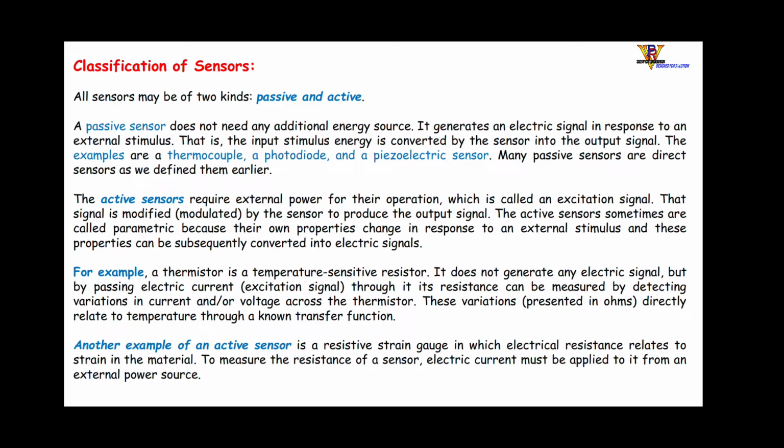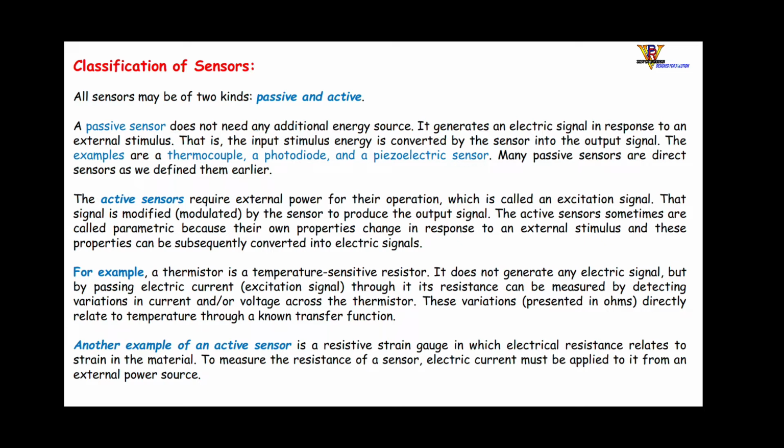All sensors may be of two kinds, passive and active. So one classification is based upon active and passive sensors. A passive sensor does not need any additional energy source. It generates an electric signal in response to an external stimulus. So an external stimulus is applied to the sensor and it directly generates an output readable signal without requiring any additional energy source. That is, the input stimulus energy is directly converted by the sensor into the output signal.